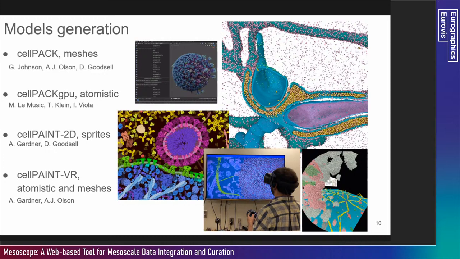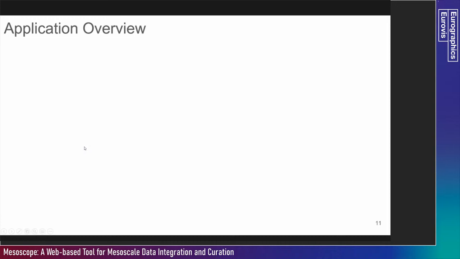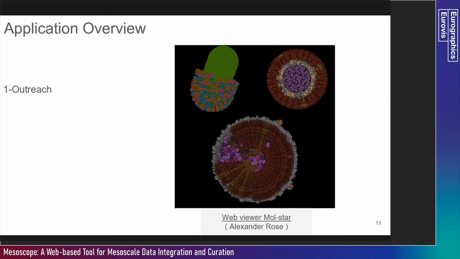Of course, all of these methods will generate models. So what do we do with these models? The first thing we want to do is outreach and share them. The best way we found was to collaborate with Alexander Rose and make it so we could load these models in a web viewer, which is Mol*. We could then interactively look at the model in the web browser. That was also a great breakthrough for us.